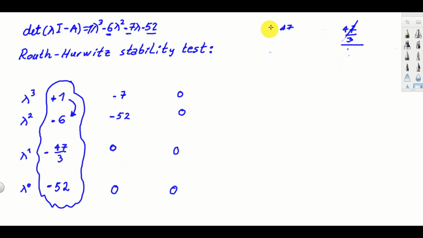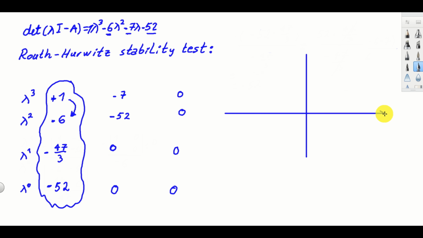Now, if we further analyze the entries, we will see that there are no additional changes in the sign of the coefficients, and consequently, we don't have an additional pole in the right half of the complex plane. Consequently, the poles, or better to say the eigenvalues of the matrix A, look like this. We have one pole over here, and we have two poles in the left half of the complex plane. Namely, what I sketched over here, this is the real part of lambda, and this is the imaginary part of lambda.